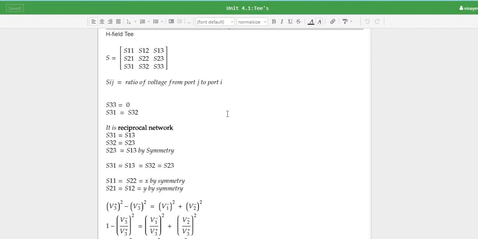So the first parameter is S33. S33 tells us what is the reflection at port 3. The reflection at port 3 is 0 because the port arm is perfectly matched. Now looking at the next property, the input from port 3 gets split equally between port 1 and port 2 and it is in the same phase. So S31 is equal to S32. It is a reciprocal network. Hence S31 is equal to S13 and S32 is equal to S23.